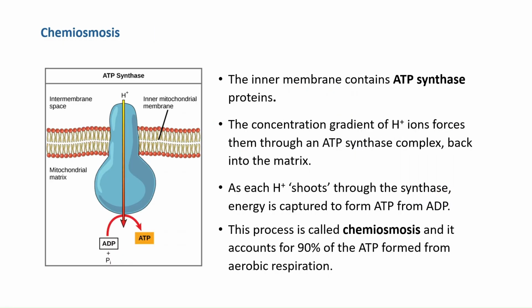Now, the inner membrane contains an enzyme that's called ATP synthase. That's actually both an enzyme and a channel. It allows protons to flow. Obviously, they're going to flow back into the matrix because there's a high concentration in the intermembrane space and a low concentration in the matrix, so they're going to flow from high to low concentration. But as they go through it, this is like a turbine, except that instead of producing electricity, it produces ATP. Okay? This process is called chemiosmosis and accounts for 90% of the ATP produced in aerobic respiration.